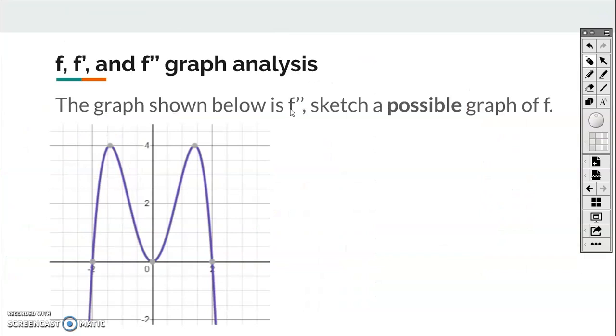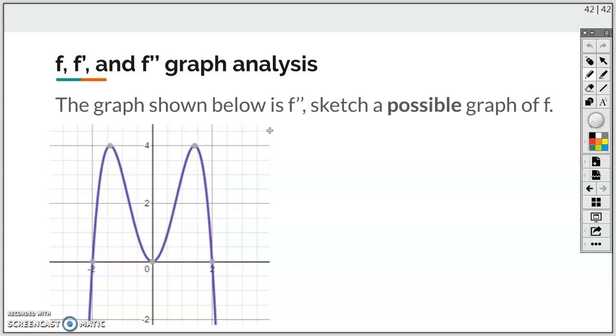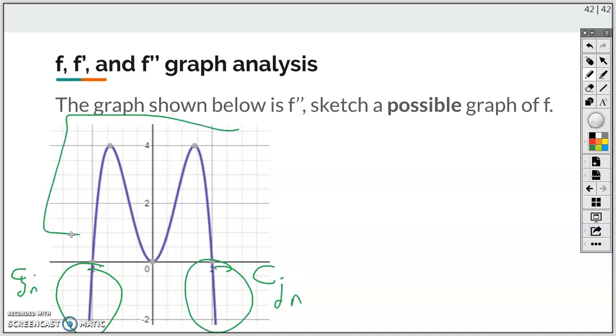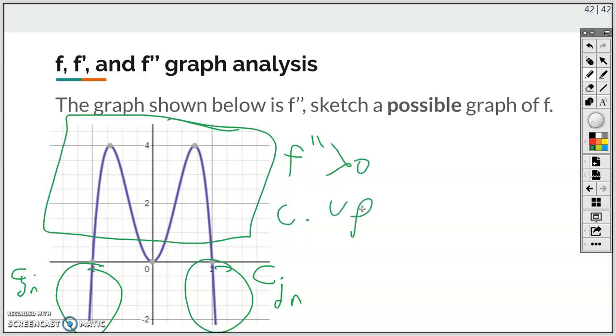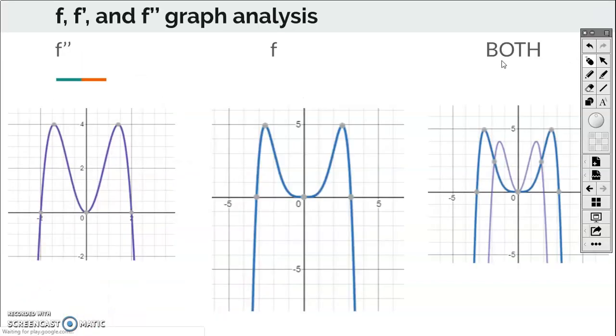I'm not going to walk all the way through going from f double prime to f. Just think about concavity. So f double prime is negative. That means the original graph is concave down. It's negative here, so it's going to be concave down. Here, f double prime is positive, so the original function is going to be concave up. So I'm going to be concave down, then I'm going to be concave up, and then I'm going to be concave down. So it looks something like this. Concave down, concave up, concave down.